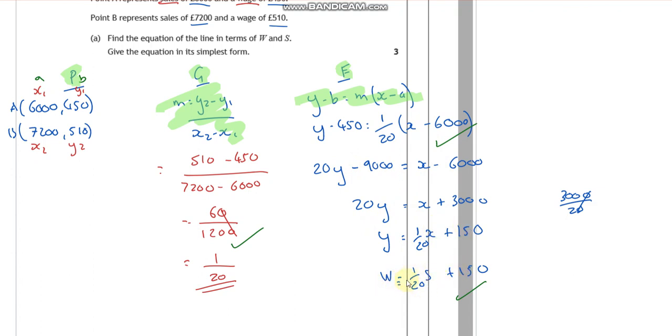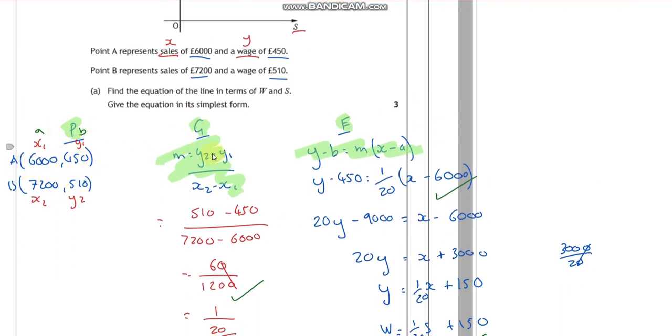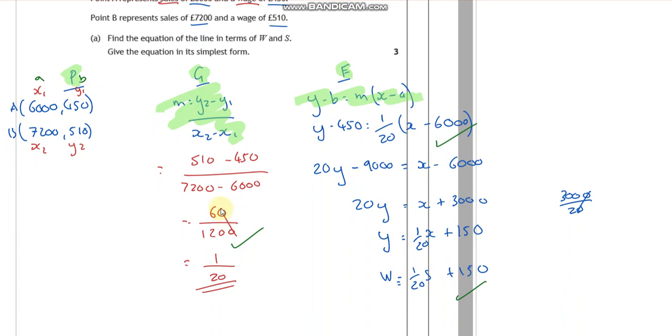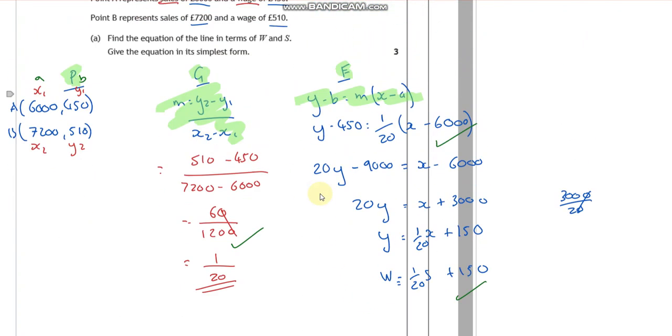And don't forget it's in terms of W and S. Okay, so straight line question, get your points labelled up, do your gradient, there's a mark, cancel out those, yeah. And then you're substituting into this formula and make sure it's in terms of what it's asked. Okay. So I just thought I would show you the working for that one, because it's more of an algebra question.